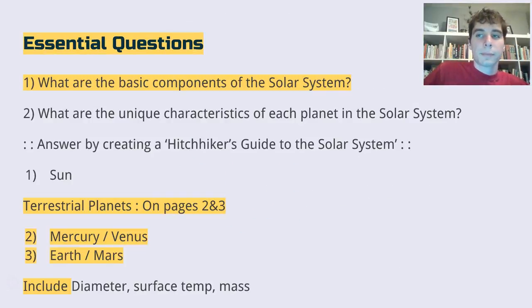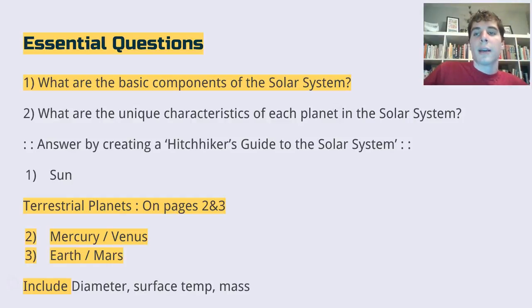Okay. Now again, we're talking about the essential question, what are the basic components of the solar system? We've already talked about the sun in the previous lesson. Today we talked about terrestrial planets, Mercury, Venus, Earth, and Mars. I gave you a brief outline of what they were, how they formed, where they are relative to the sun, but not a lot of information.